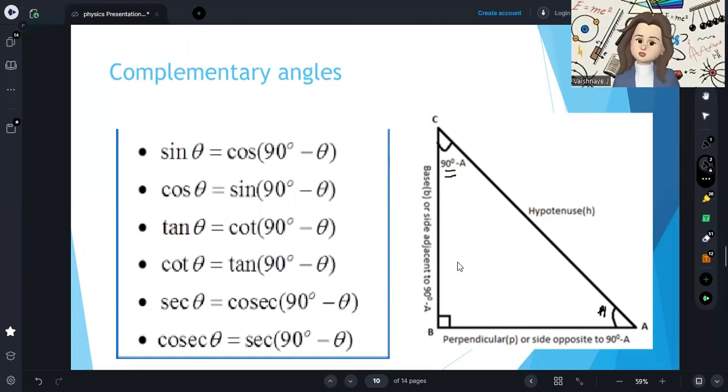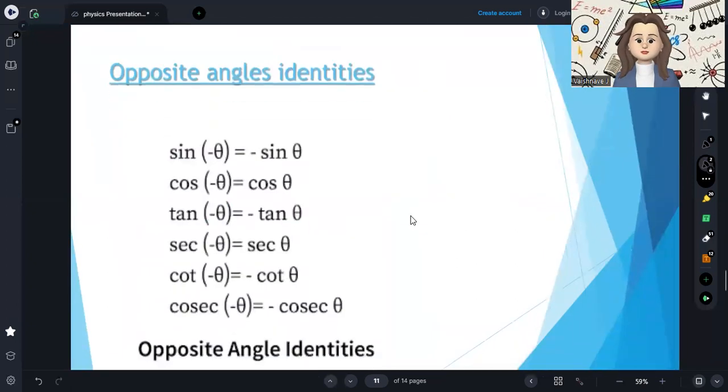Tan theta is equal to cot of 90 minus theta. Cot theta is equal to tan of 90 minus theta. And secant theta is equal to cosecant of 90 minus theta. And cosecant theta is equal to secant of 90 minus theta. Just a few formulas to know. Remember, that's it. Next, we'll see opposite angle identities.